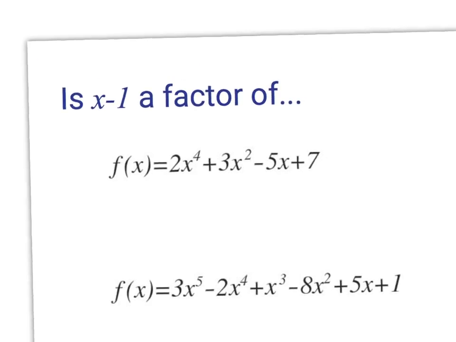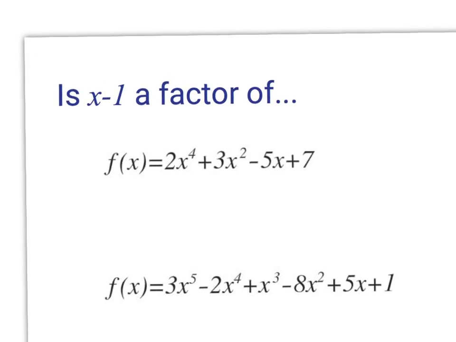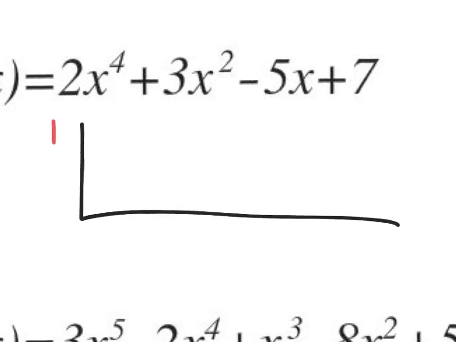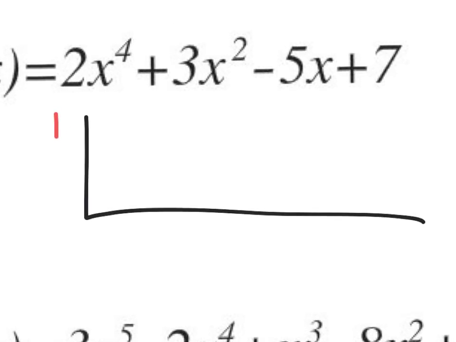So let me make sure we see. We're trying to figure out if x minus 1 is a factor. So that means when I synthetically divide, I need to put a -1 on the outside. I'm sorry, a positive 1. Apologize, that should be a positive 1 there. Okay, so I'm going to fill in my synthetic division here. I'm going to use my coefficients. So 2, 0, 3, -5, and 7. Remember, there's got to be a 0 there because I don't have an x cubed term.